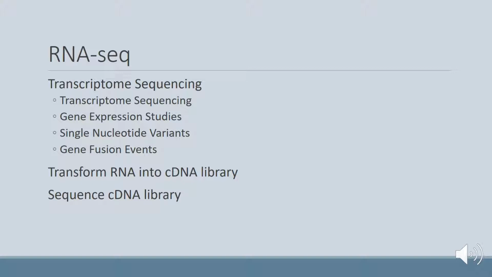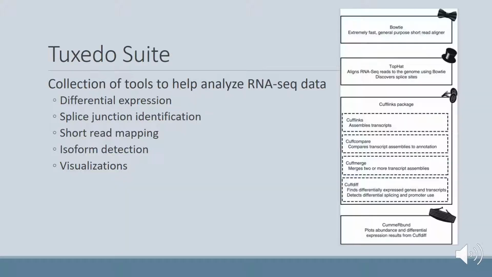So sample preparation is relatively simple to describe, although I think in a lab it can be a little more challenging. What you do is you sample the RNA from your tissue or cells, transform them into a cDNA library, and then using NGS technology, you sequence that DNA library.